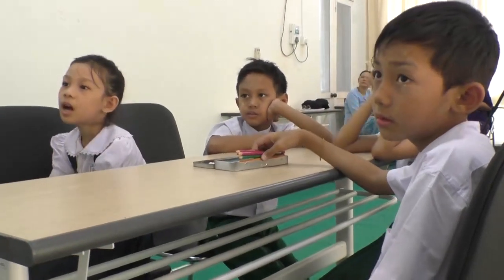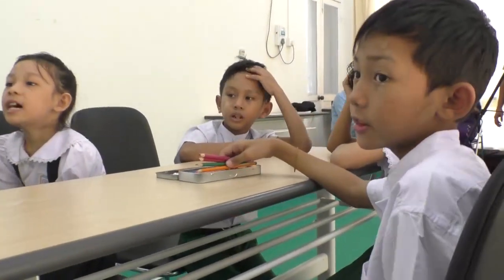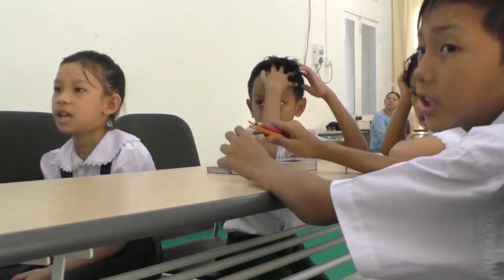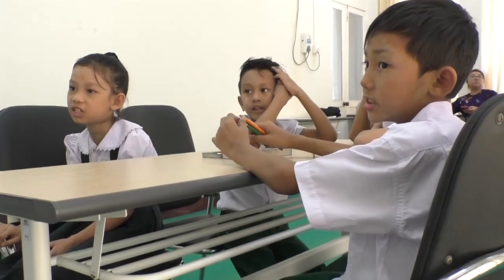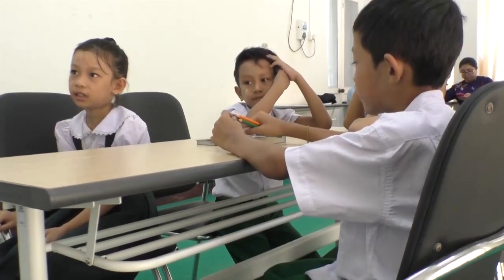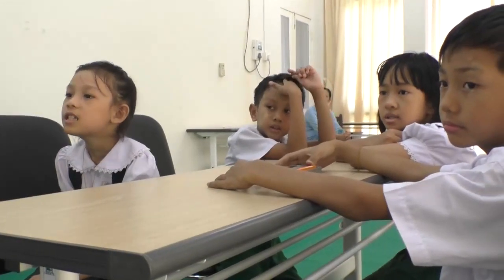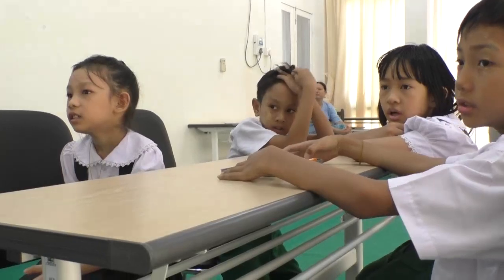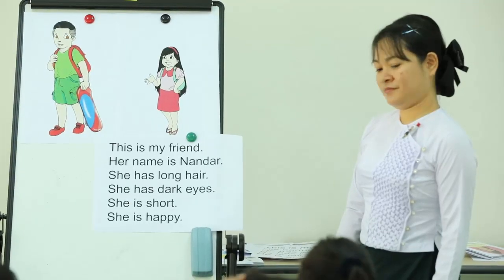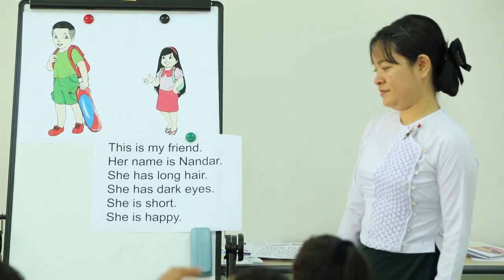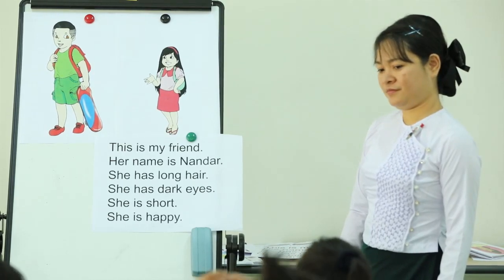Who is this? This is my friend. His name is Ted. He has short hair. He has brown eyes. He is tall. He is great. Okay. Her name is Nanda. She has long hair. She has short eyes. She is short. She is chubby.